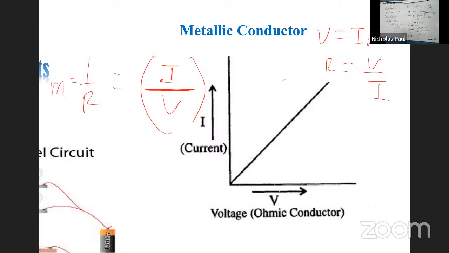So you have to flip it over. The gradient of an I versus V graph is 1 over R. The gradient of a V versus I graph is R.